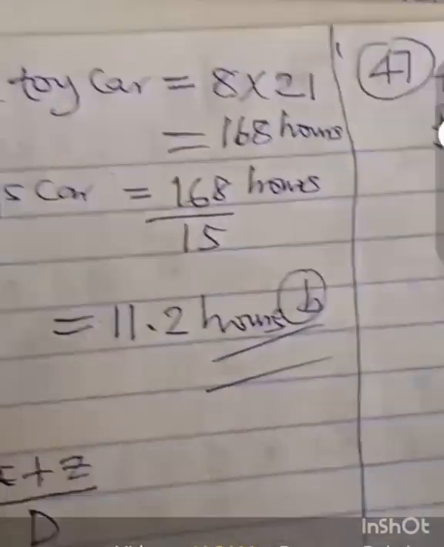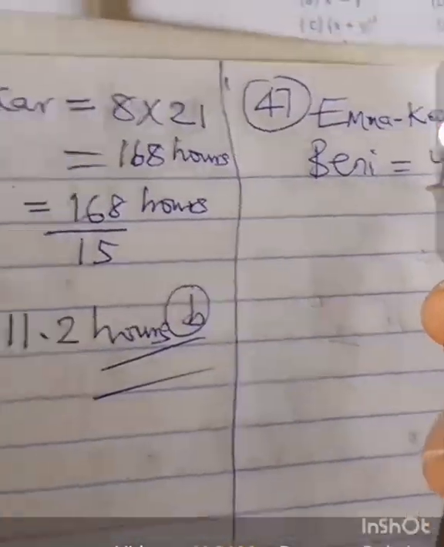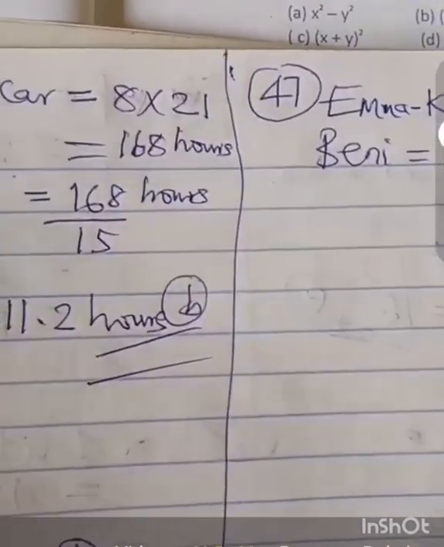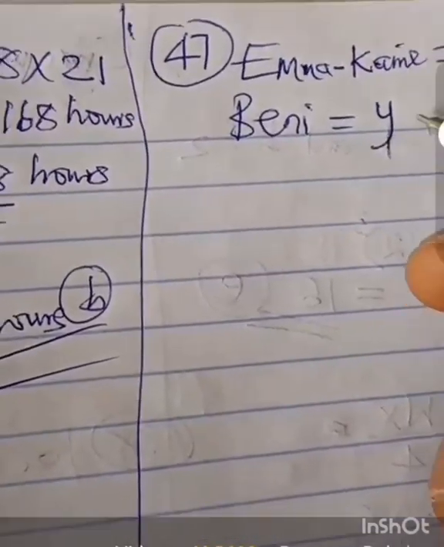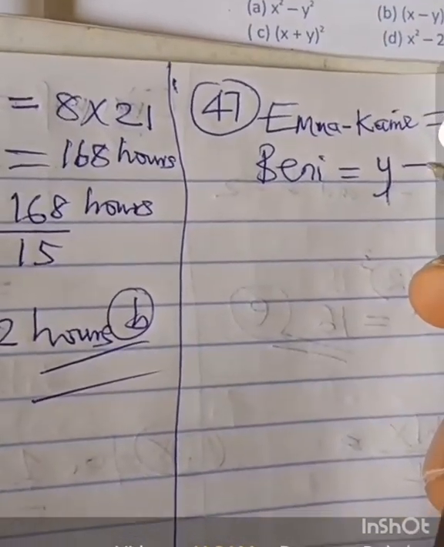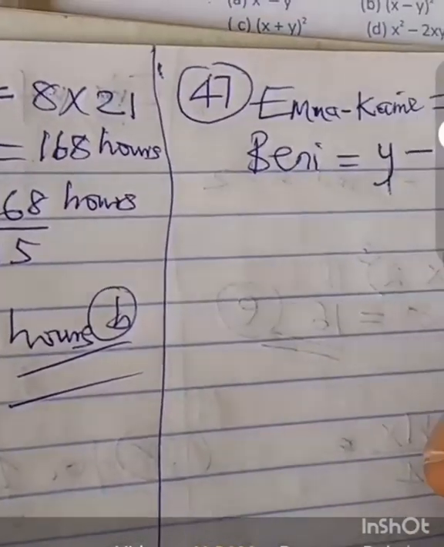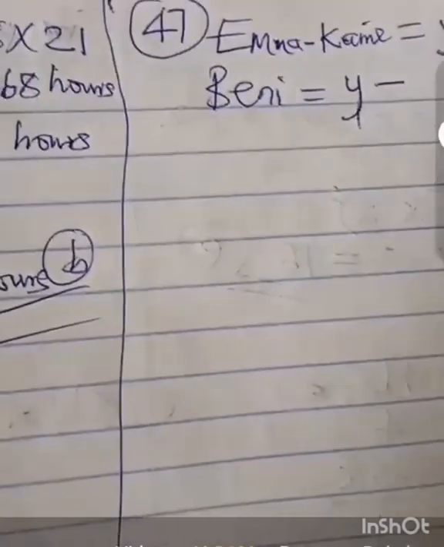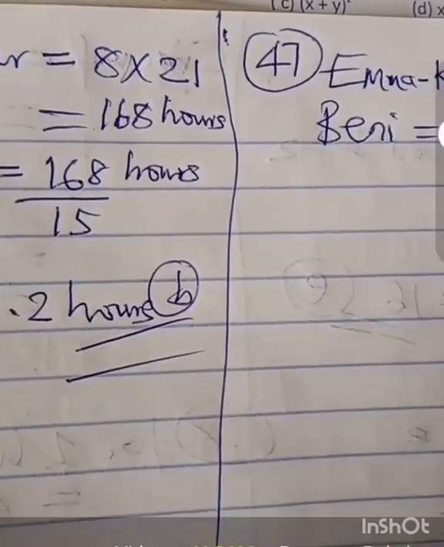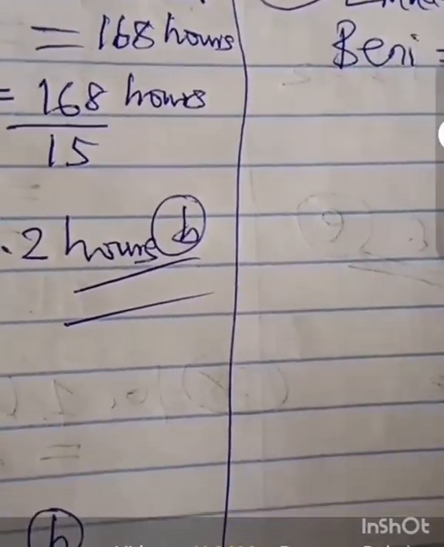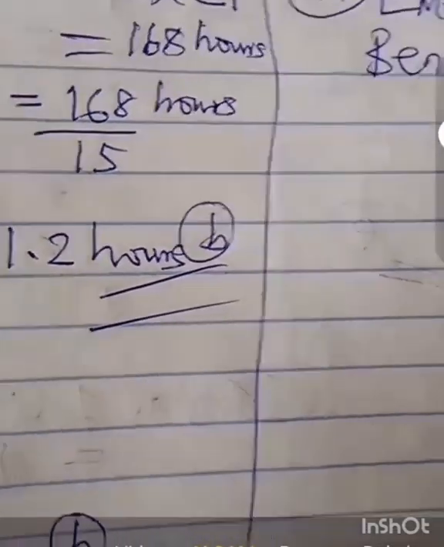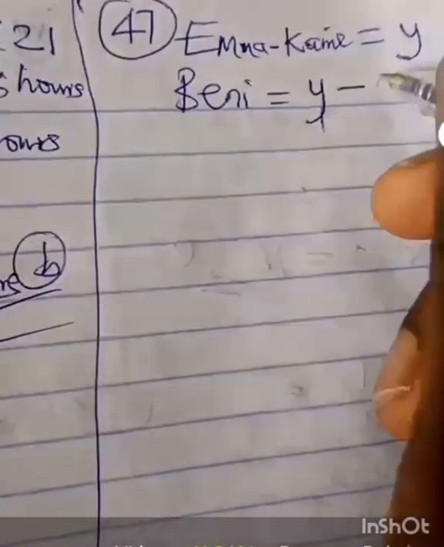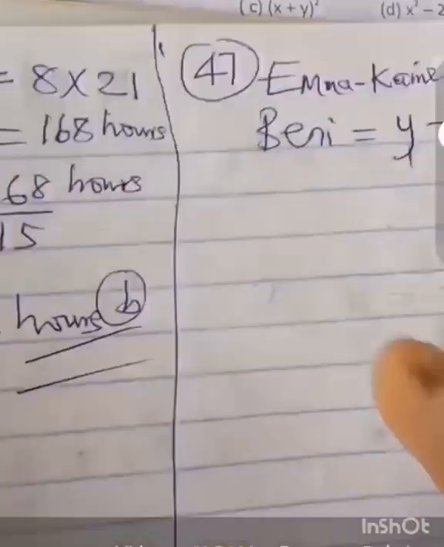That means Benny has what Imakene has, then less than 15 kobo, which means he has what Imakene has, but it's less than 15. Imakene has Y already, so that will be Y minus 15. After getting this, we can go ahead and solve our equation.